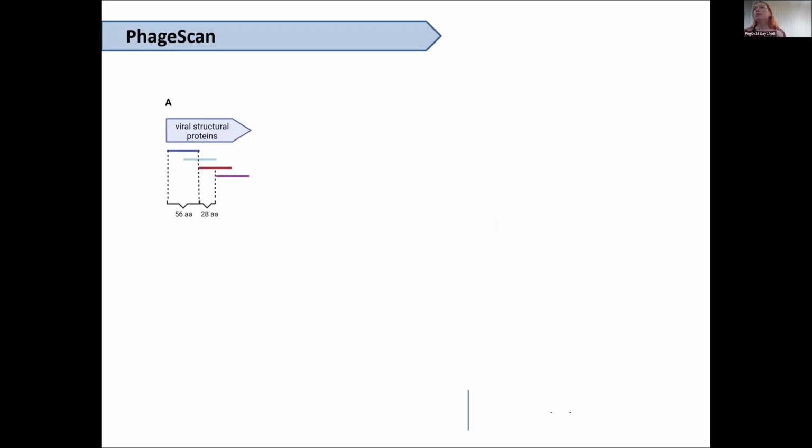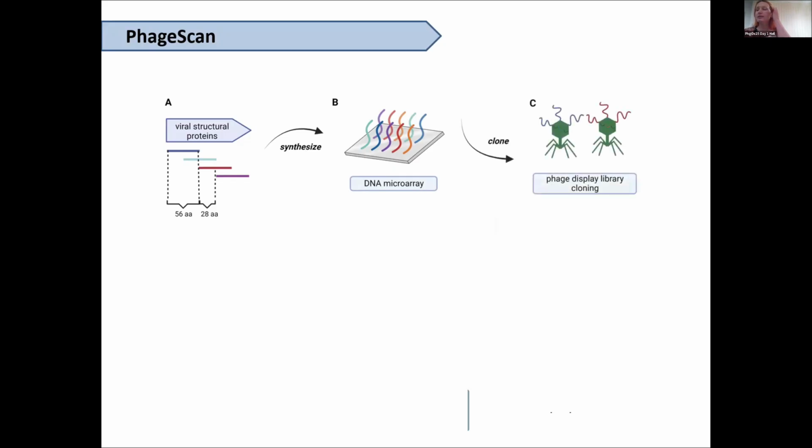Overlapping, so as not to disrupt epitopes that could be found on the links. Then we translate it into DNA, synthesized by nucleotide printing. We have a huge pool of everything that we had in the database. Then we clone it in a phage display system.